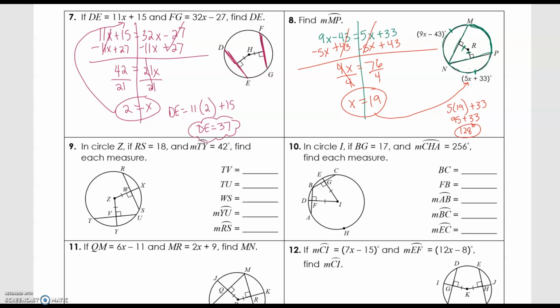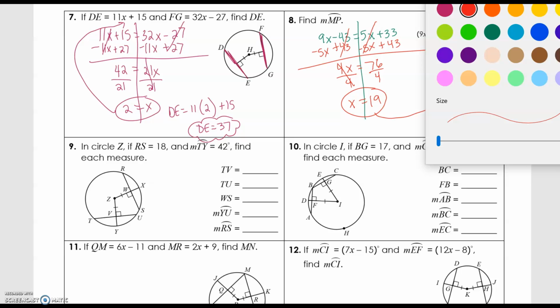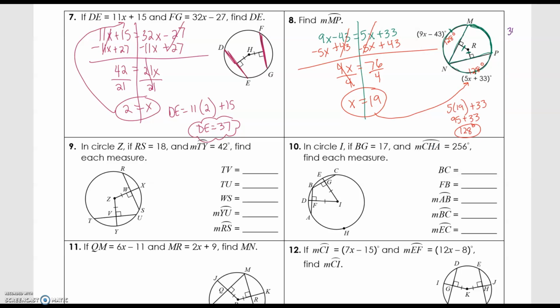So that means this arc is about 128 degrees, which means MN is also 128, and a full circle is 360. So I would do 360 and I would take away 128 and then take away 128 again. So I'm just going to add 128 plus 128 to get 256. I'm going to do 256 from 360. I get 104 degrees. So MP is 104 degrees.